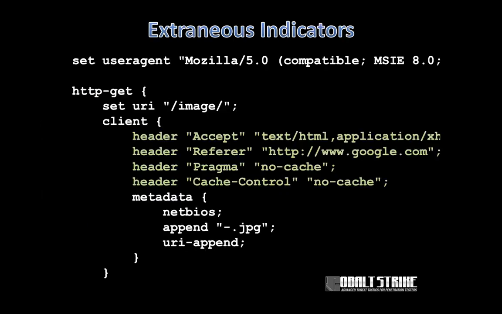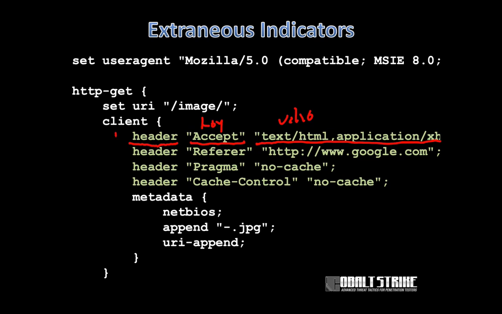Extra indicators are a way of decorating aspects of a transaction. Here we have the header keyword, which is a way, in this context, of specifying an extra indicator. And this header keyword happens to accept two arguments. The first one is the key, or the header key, and the second one is the value.